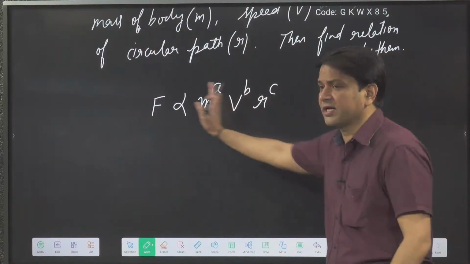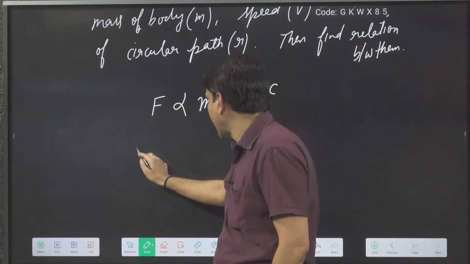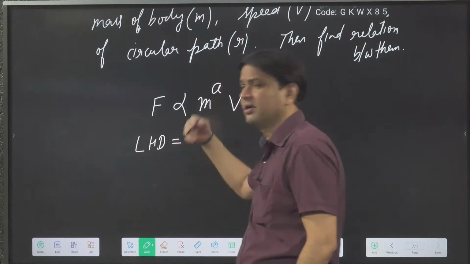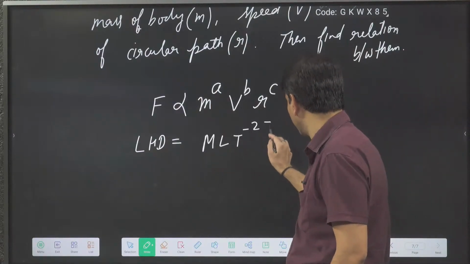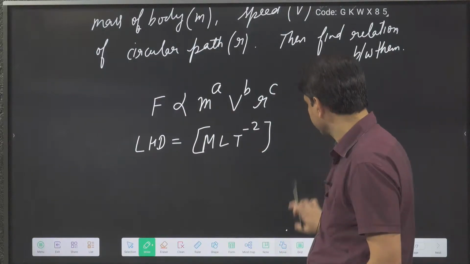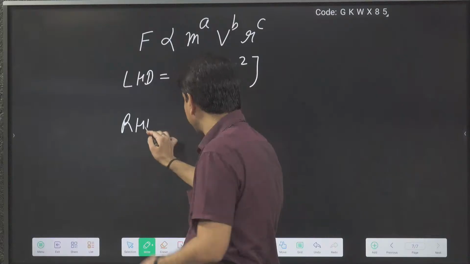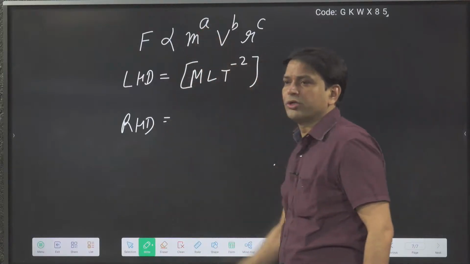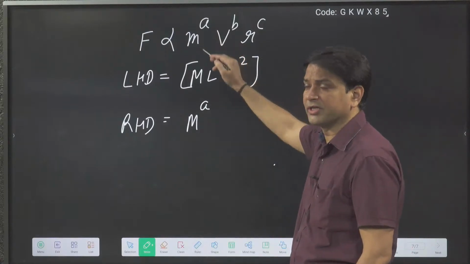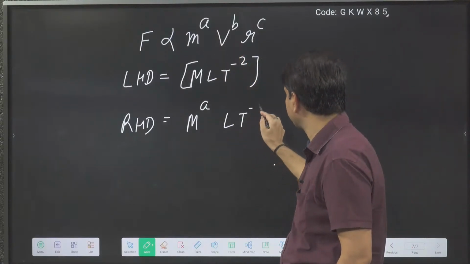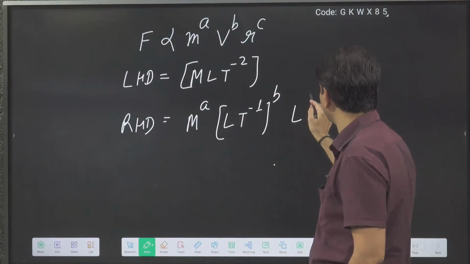Okay, now this is the relation. Proportionality constant you can put also. So now LHD, left hand dimension, what can I say? On the left hand side we have the force. Force dimension is MLT to the power minus 2. Then RHD, right hand dimension: m to the power a, so m directly I can write m to the power a. Velocity, speed, what is the dimension? LT to the power minus 1, whole to the power b. And the radius means L to the power c.